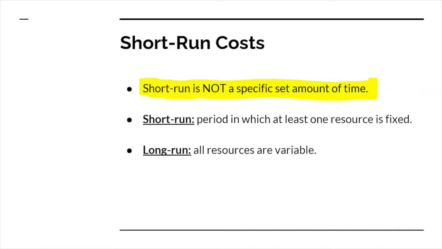Short run for us is where at least one resource is fixed. And remember, in our last video, we went over the difference between fixed resources and variable resources. In the long run, all resources are variable, meaning that there are no fixed resources in the long run. And so if there is at least one fixed resource, you are always in the short run here.